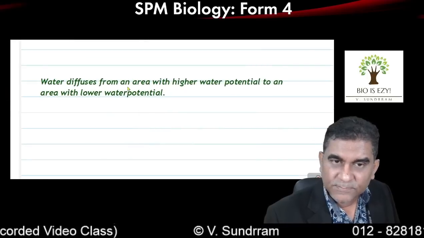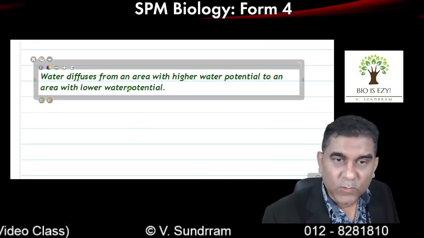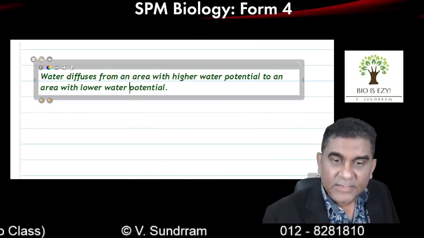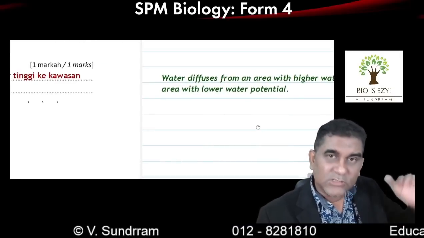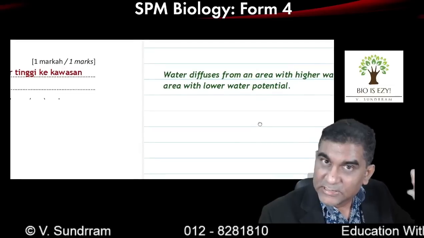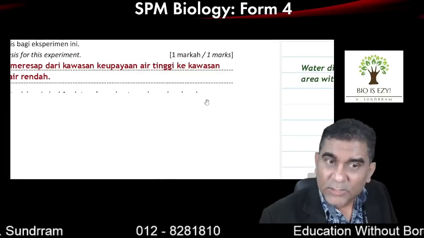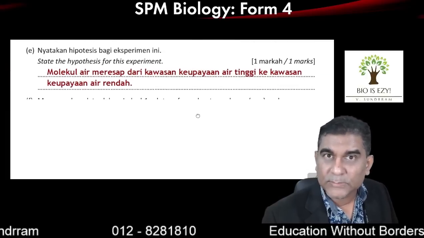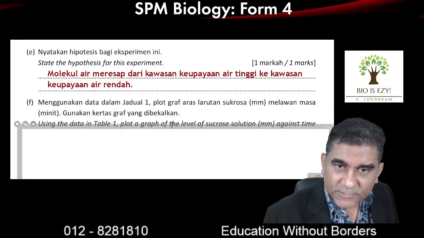Water diffuses from an area with higher water potential to an area with lower water potential. That is our hypothesis, and we did prove the hypothesis. The sucrose solution level is increasing. Why is it increasing? Because water is diffusing from higher water potential to lower water potential. That's our hypothesis. After that, the next question.